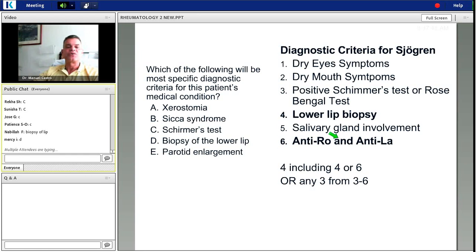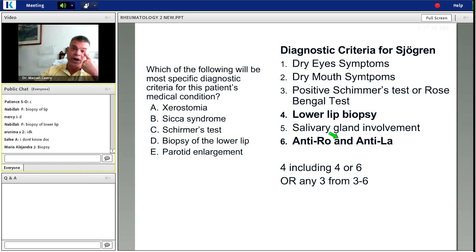Let's talk about xerostomia. Xerostomia is basically just dryness, and that's not specific, right? Sicca syndrome is dry eyes. That's not specific for Sjogren's. You can see dry eyes in patients with other medical conditions, other rheumatological conditions. Schirmer's test is just an indication of dry eyes, right?